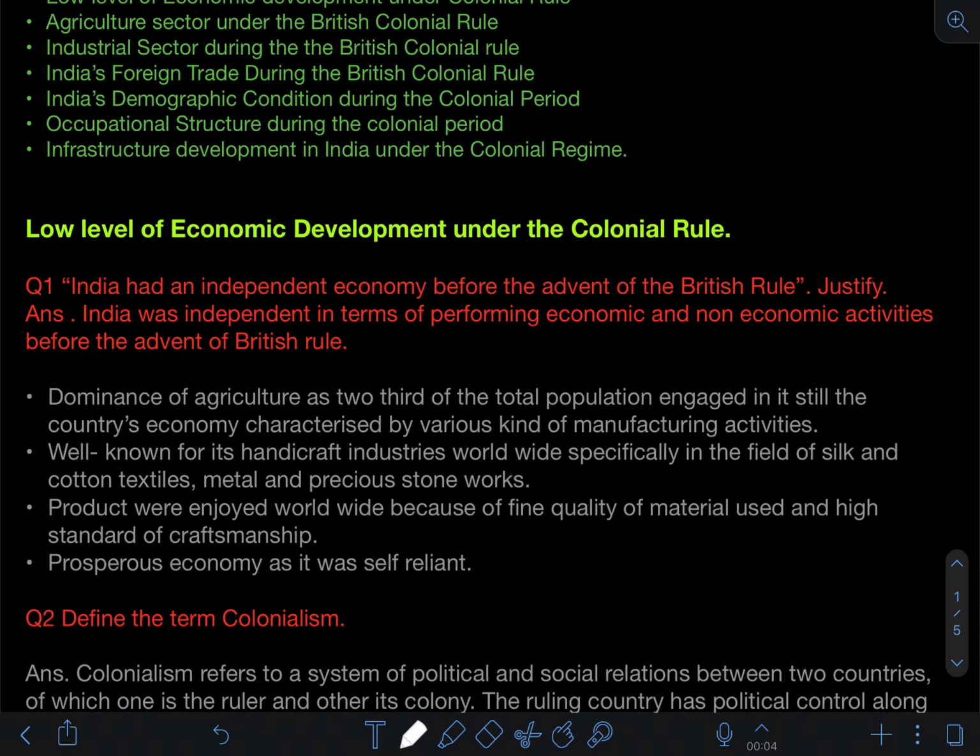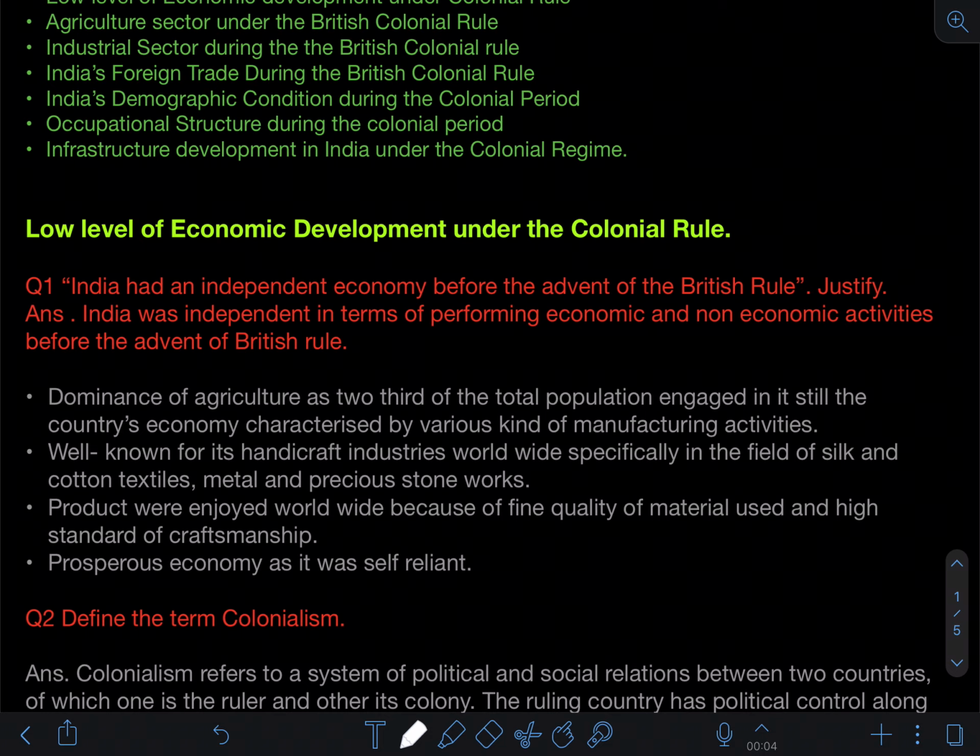Justify. The question can be asked in that way. There is a very rare probability, if you ask me, that they will ask what the condition was before the Britishers' rule. But still it is there in your book, so we should cover it. So India was independent in terms of performing economic and non-economic activity before the advent of British rule.